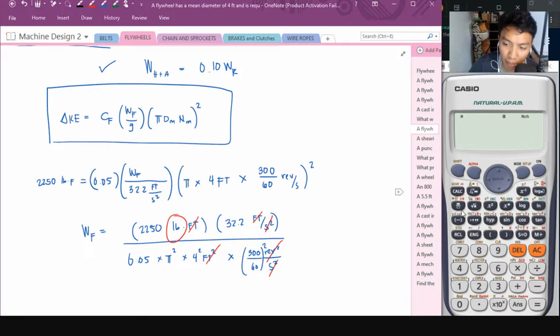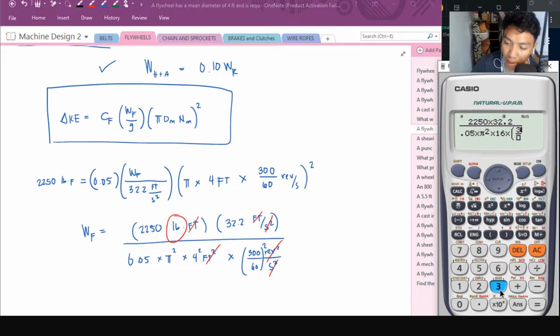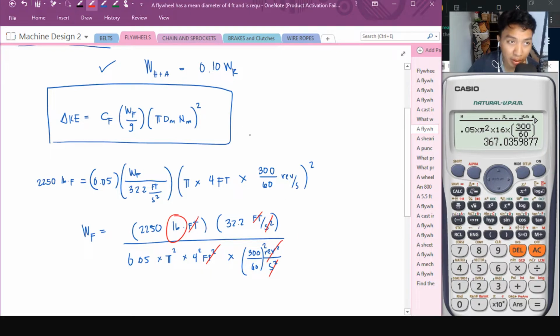So, calculate the value. 2250 times 32.2 divided by 0.05 times pi square natin, multiply to 4 squared, that is 16, times 300 divided by 60. I think that is 5 squared, 25 lang yan. The answer will be 367, pero hindi pa dyan natatapos yon. Okay? This is equal to 367.04 pounds.